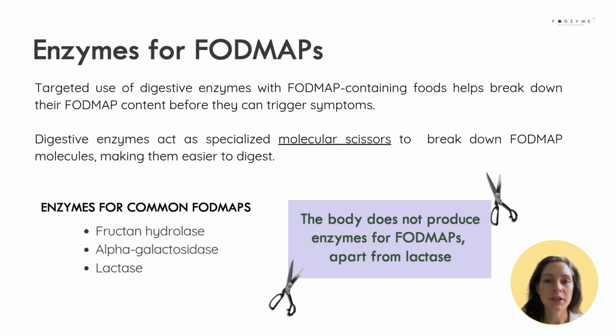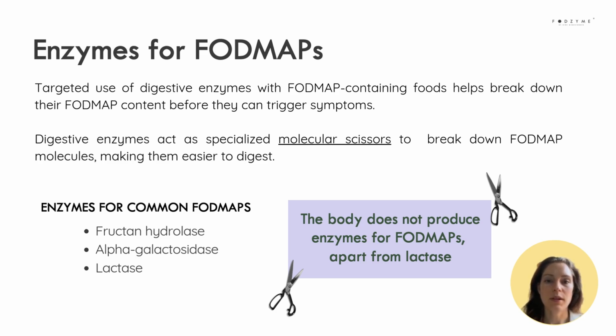I use the analogy that digestive enzymes act as specialized molecular scissors to break down FODMAP molecules, making them easier to digest. This can be a helpful way to explain how digestive enzymes work to help improve food tolerance when discussing enzymes with patients. Examples of enzymes that break down FODMAPs include fructan hydrolase, alpha-galactosidase, and lactase.